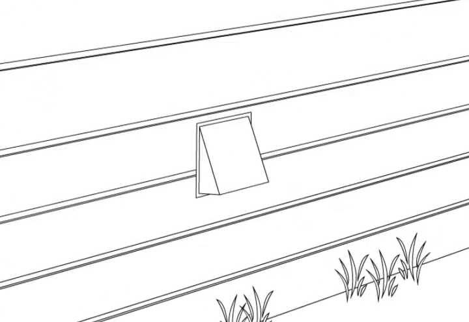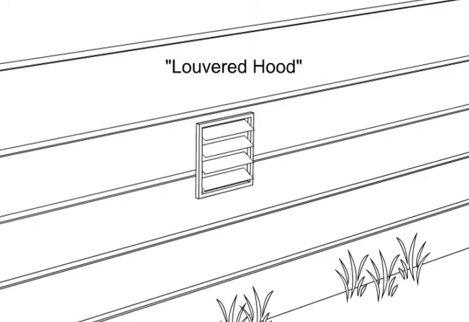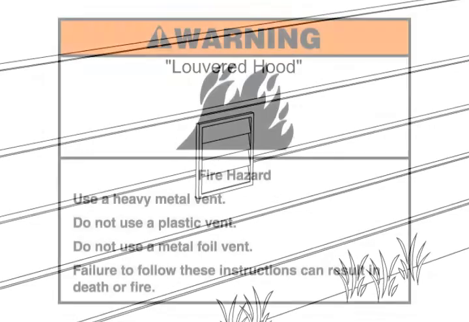Check the outside exhaust hood located on the exterior of the residence. Note, there are three different hood types: an angled hood, a boxed hood, and a louvered hood. In this example, the louvered hood will be shown.